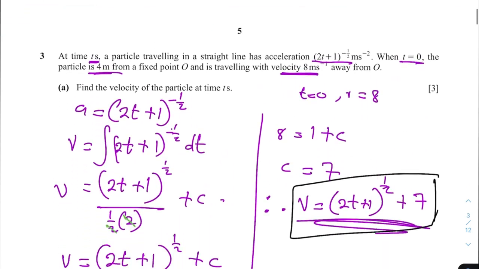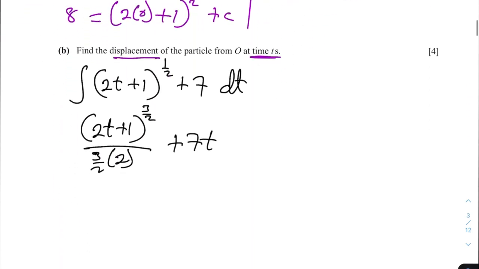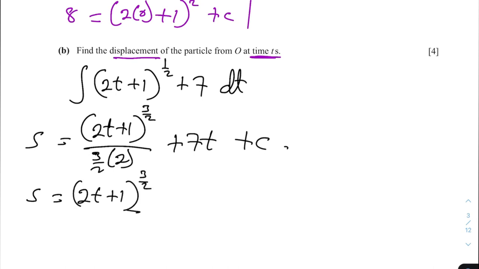Now, then we have to also add our plus c, obviously. Now, this is our distance, so we can simplify that and write (2t + 1)^(3/2) over 3 plus 7t plus c.